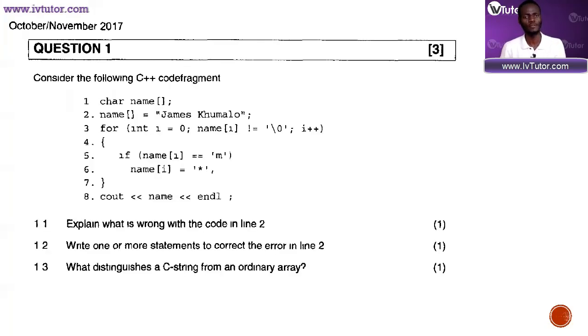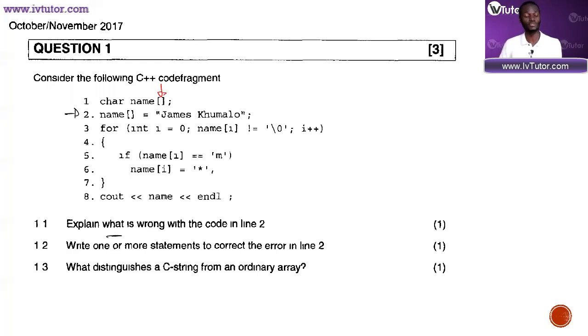This one says, consider the following C++ code fragment. Explain what is wrong with the code in line number 2. Let's go to line number 2 here, which says name equals. So you see that from line number 1, we are declaring a C string, which is fine. But then there's something wrong here: if you are declaring a C string and not initializing it, then you must actually specify the size of your string. That's the first thing you must take note of.